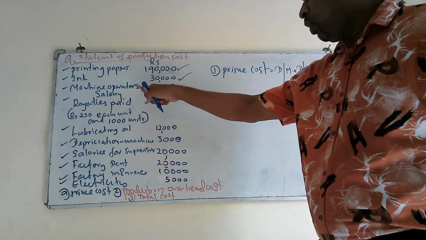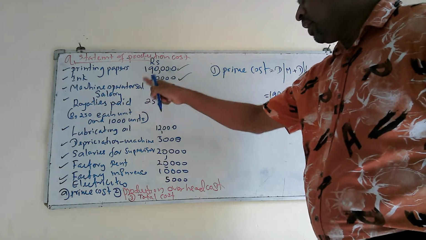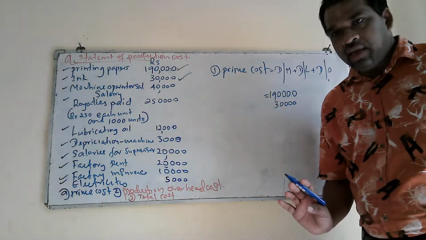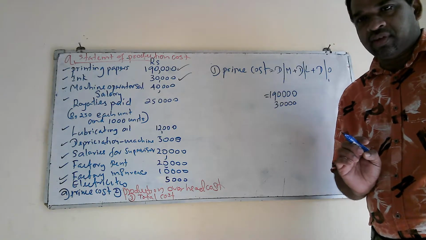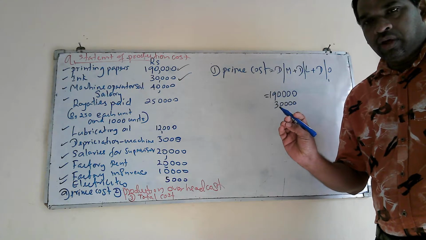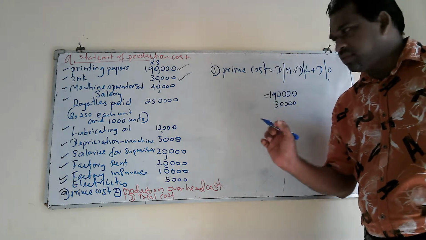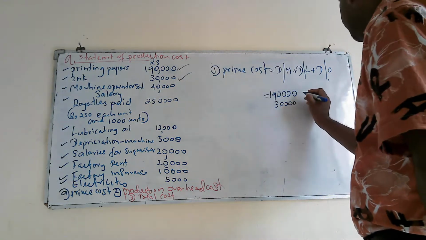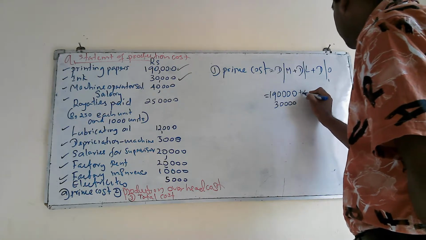If you take machine operator salary, that is direct labor, because he is directly involved in the production process. He is directly working with the machine. Therefore, the payment made to employees who are directly involved in the production process is direct labor. Then you can mention that, 40,000.